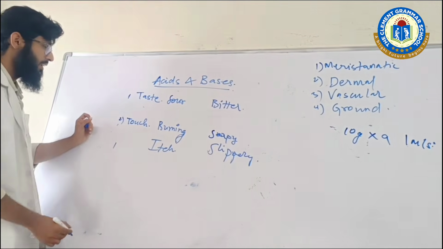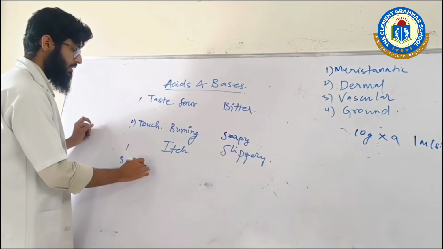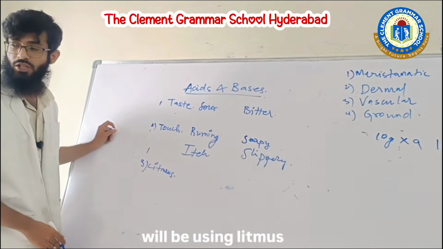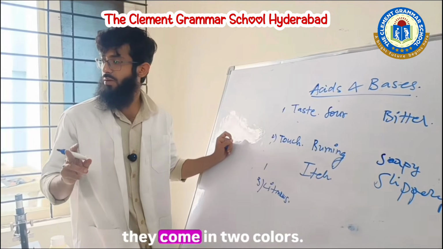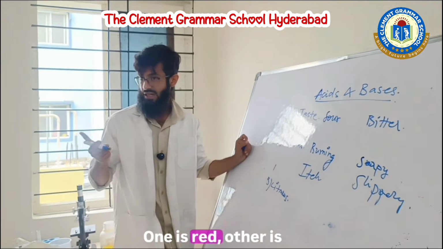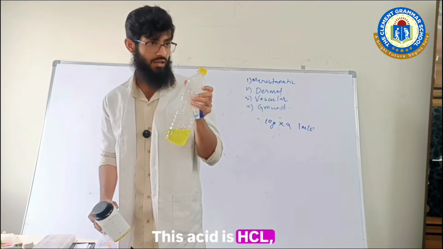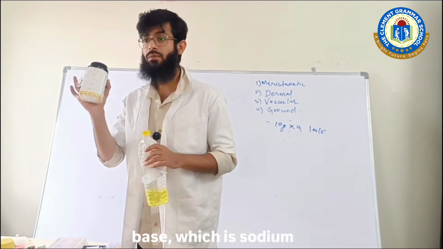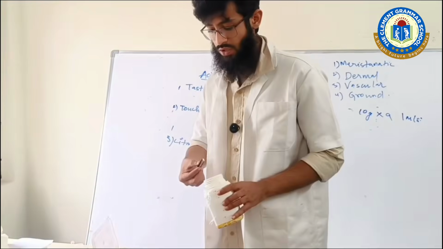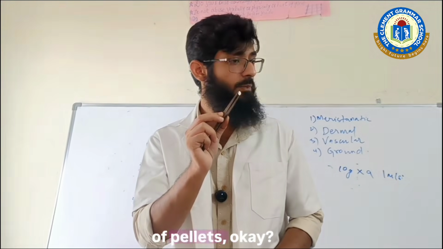To touch. Next is the litmus test. In the litmus test, we will be using litmus papers. These litmus papers come in two colors. One is red, the other is blue. This acid is HCl, hydrochloric acid. Here we have the base, which is sodium hydroxide. Sodium hydroxide, you can see it is in the form of pellets.